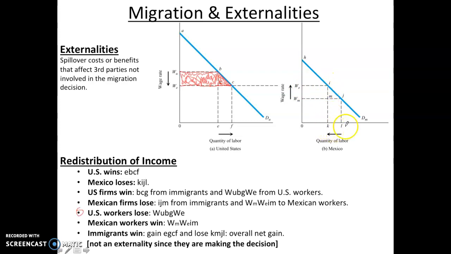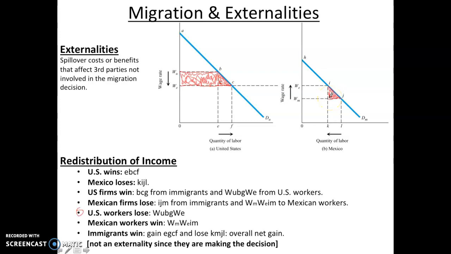So Mexico is losing these workers, KL, but these workers were adding value. They were adding value based on their value of marginal product demand of this amount. And the Mexican firms were paying them WM, this amount. So the Mexican firms were actually getting this area here, which is IJM. But they're not getting that anymore because these Mexican workers have left to go to the US. So that's a loss to Mexican firms.